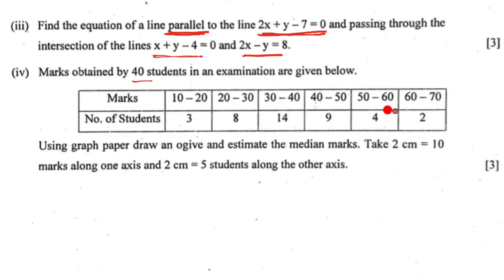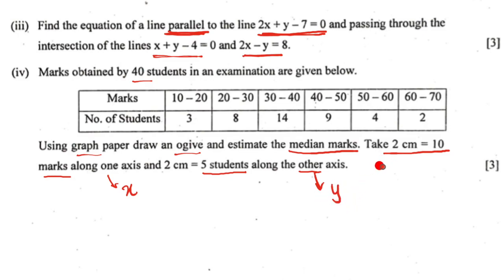The marks are given here. Number of students are here. Use the graph paper and draw an ogive and then determine the median marks, and the scale is given: 2 centimeters equal to 10 marks along one axis, and that would be our x-axis, and 2 centimeters equal to 5 students along the other axis, and this would be on our y-axis.